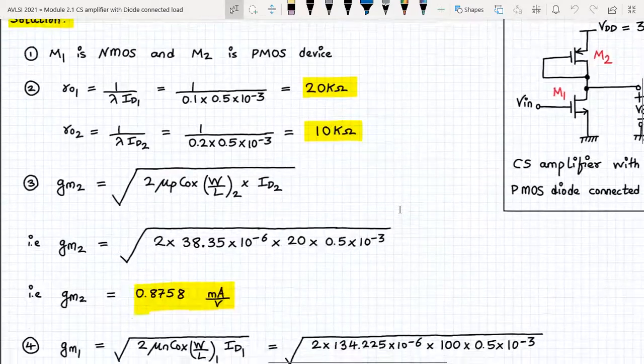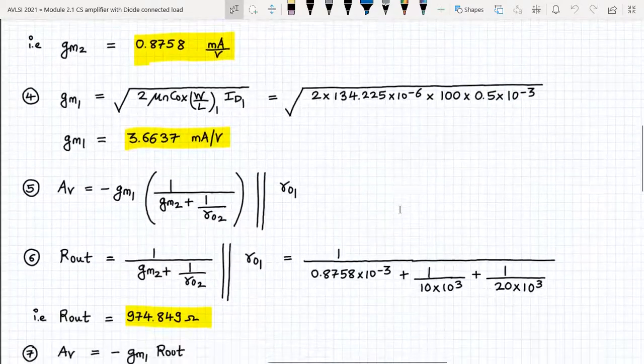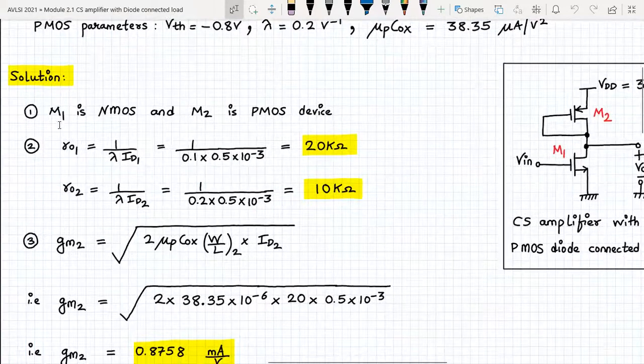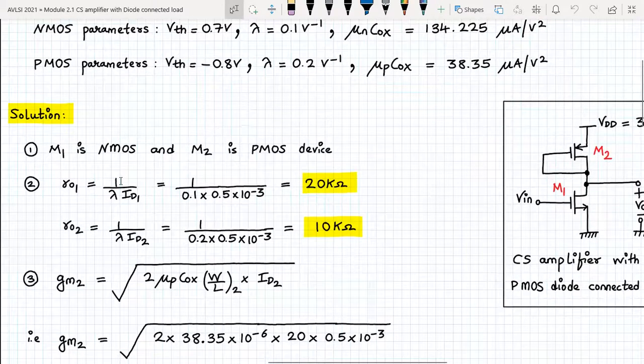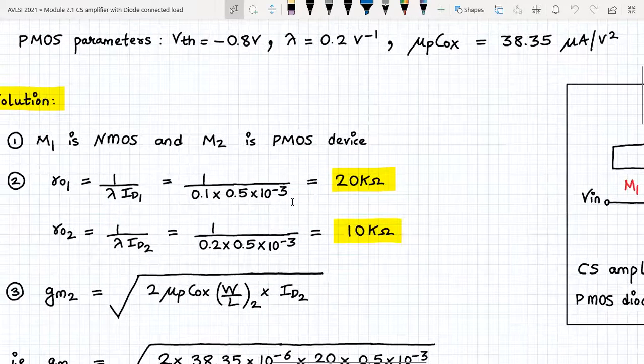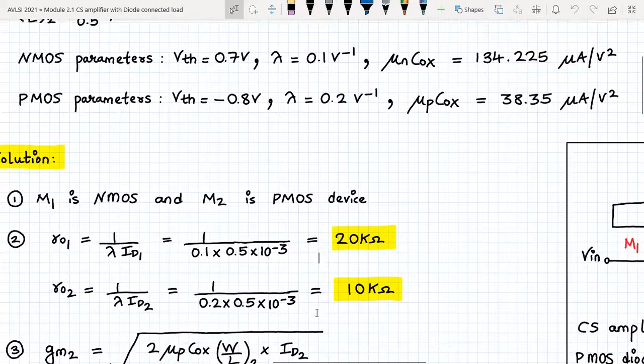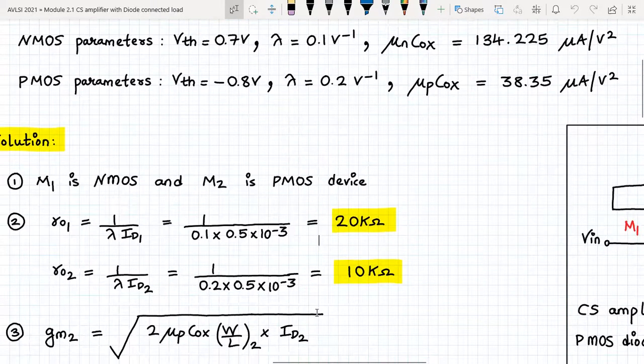The small signal voltage gain of this amplifier is pretty straightforward, but we will solve it systematically. M1 and M2 are NMOS and PMOS respectively. So RO1 will be 1 upon lambda ID1. Lambda is 0.1, ID1 is 0.5 milli, so RO1 will be 20 kilo ohms. You can check it out. RO2 is 1 upon lambda ID2. Lambda value is 0.2, ID2 value is 0.5, so you will get RO2 as 10 kilo ohms.